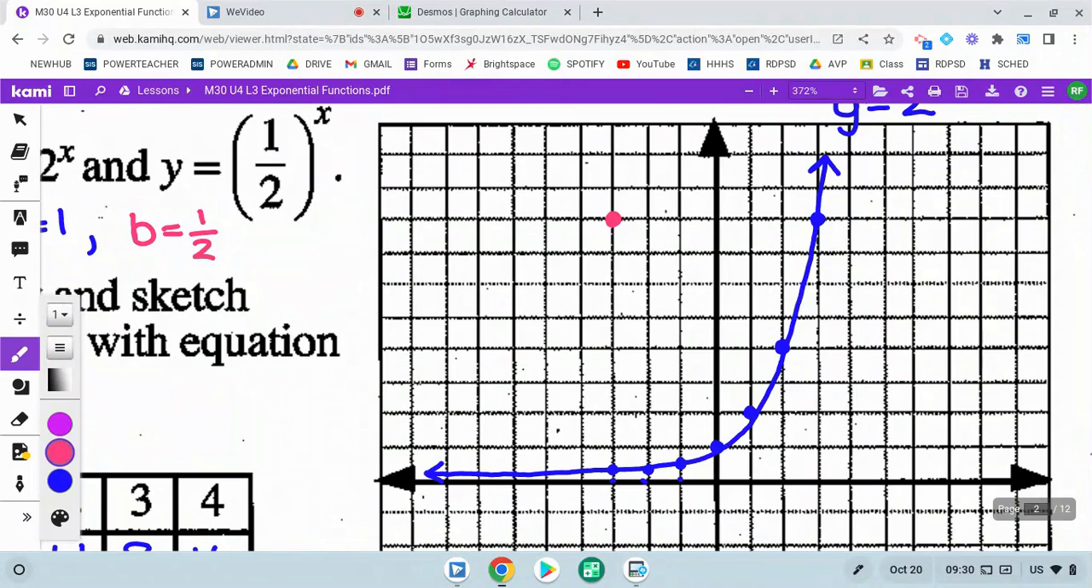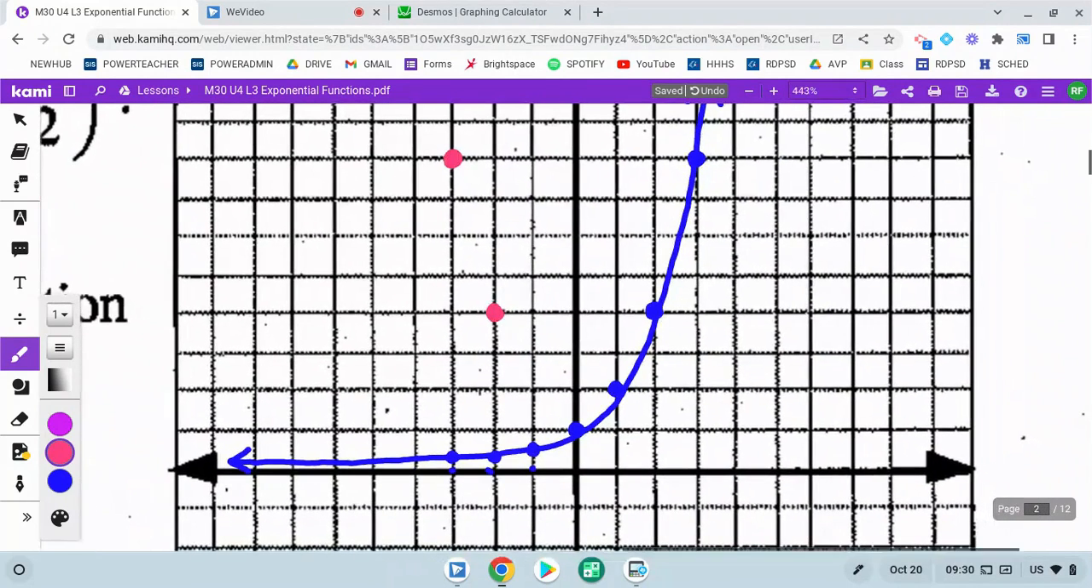My next one is at -2, 4. So once again, I'm mirroring the point. It's a reflection of that previous point I had in blue. Then -1, 2. Then 0, 1, which is the same point that I previously had on my other function.